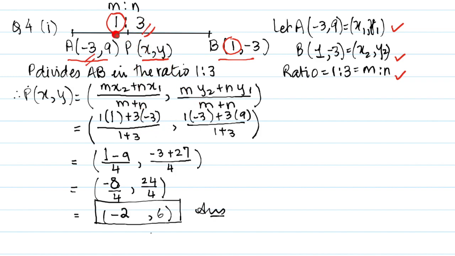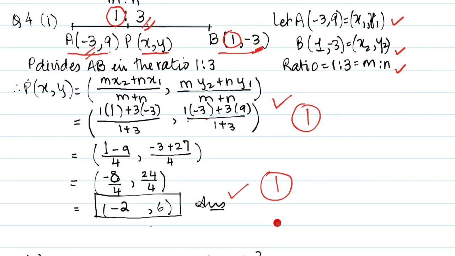The same way, this will be multiplied with this y, that is 1 into minus 3. This 3 will multiply with this 9, that is 3 into 9 upon m plus n, that is 1 plus 3. This will give us 1 minus 9 upon 4, and here minus 3 plus 27, that will give us 24 upon 4. So you'll have minus 2, 6, and that's our answer. Now out here, to write correct substitution here 1 mark, and to get the correct calculations coordinates, that will be 1 mark. That is how distribution of marks will be.